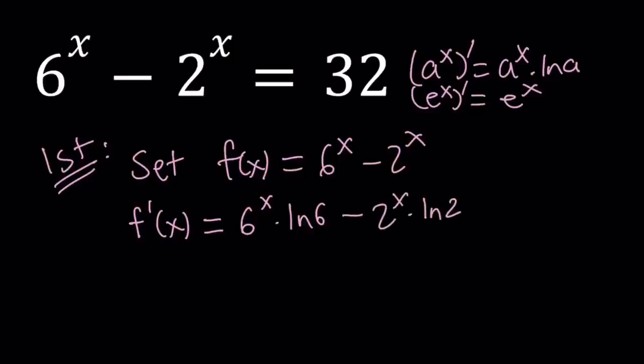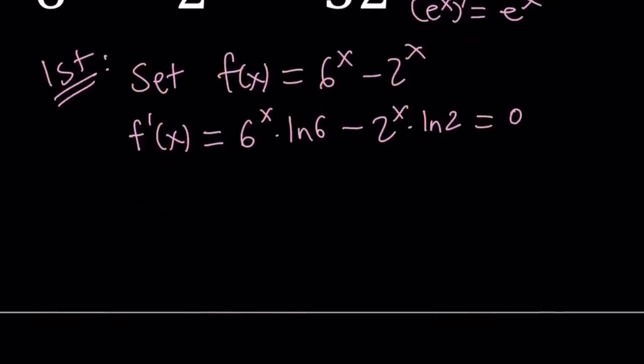And we're going to set this equal to 0 because we want to find if this function has any horizontal tangents. In other words, critical values. Sometimes critical values are points where the derivative does not exist or the derivative is 0. So let's go ahead and put the 2 to the x on the right hand side. So we're going to get the following.